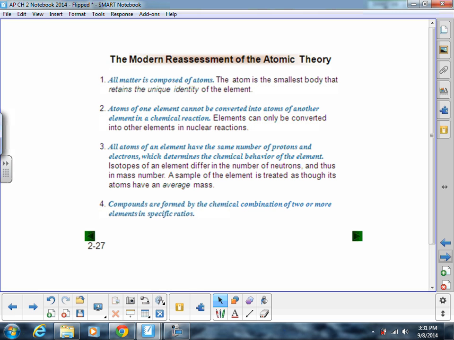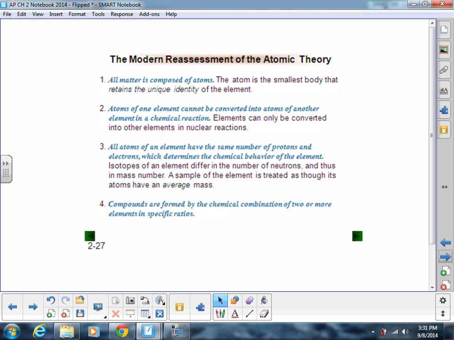And then the modern reassessment of atomic theory. Number 1, all matter is composed of atoms. The atom is the smallest body that retains the unique identity of the element. Number 2, atoms of one element cannot be converted into atoms of another element in a chemical reaction. Elements can only be converted into other elements in nuclear reactions. Nuclear reactions are different than chemical reactions, and we're not going to get into nuclear chemistry. I should back up for number 1 here. The atom is the smallest body that retains the unique identity of the element.